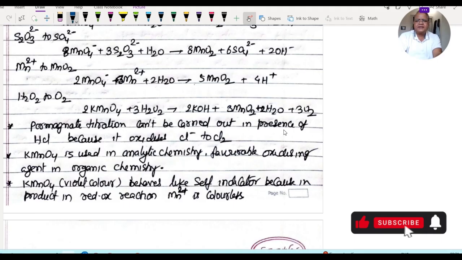Permanganate titration cannot be carried out in presence of HCl because it oxidizes Cl- to Cl2. KMnO4 is used in analytical chemistry and as a favorable oxidizing agent in organic chemistry. KMnO4 violet color behaves like a self-indicator because the product in redox titration is Mn2+.